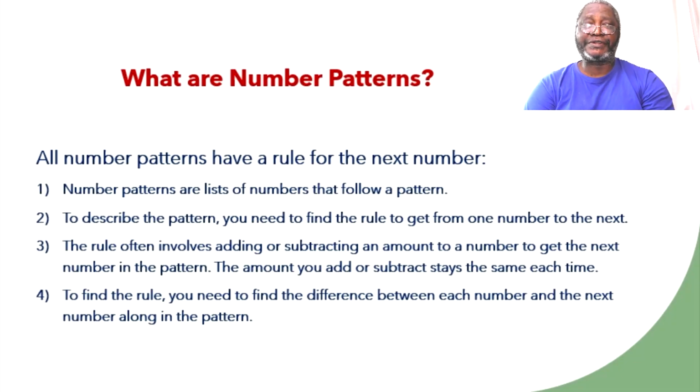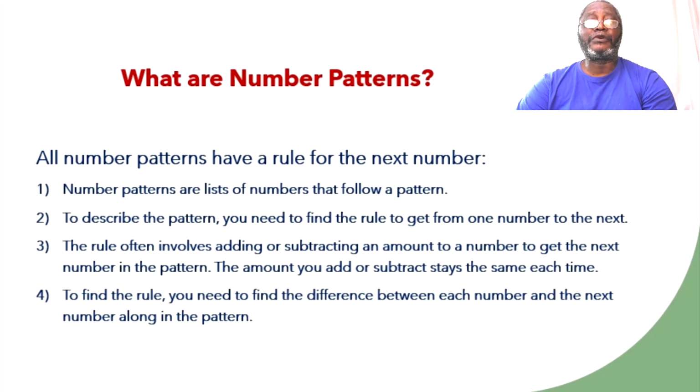So what are number patterns? All number patterns have a rule for the next number. There are lists of numbers that follow a particular pattern. To describe the pattern, you need to find a rule to get from one number to the next. It's like a game, really. The rule often involves adding or subtracting an amount to a number to get the next number in the pattern. The amount you add or subtract stays the same each time. To find the rule, you need to find the difference between each number and the next number in the pattern.